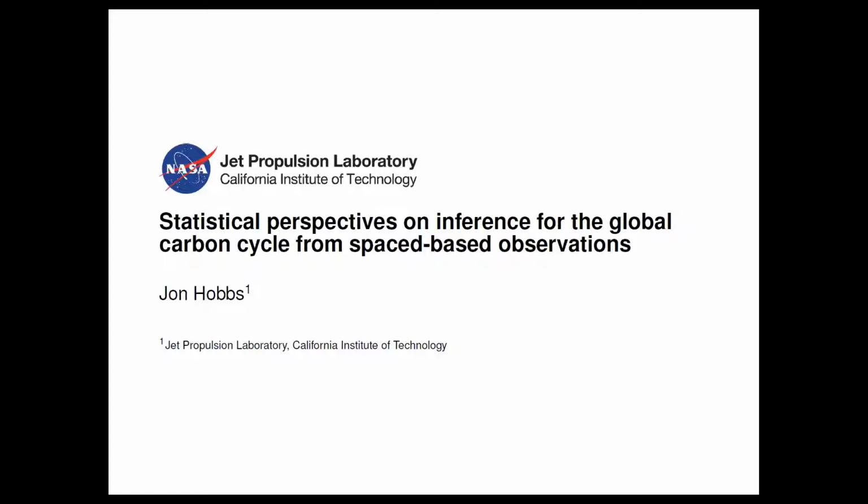Including analysis of NASA's OCO-2 and 3 data, which I suppose he will tell us more about today. And he also has substantial experience in developing methods for spatiotemporal data with geoscience applications, including hydrology and carbon cycle science, among other things. Today, he's going to tell us about some of his recent interesting work on statistical inference for the global carbon cycle from space-based observations. So please join me in welcoming John.